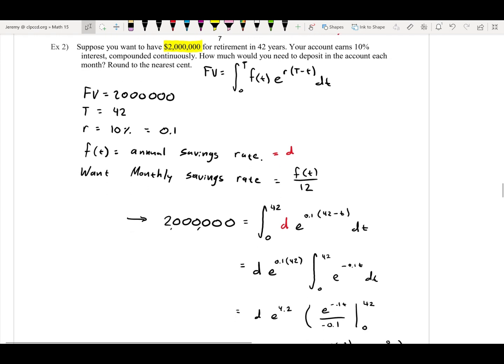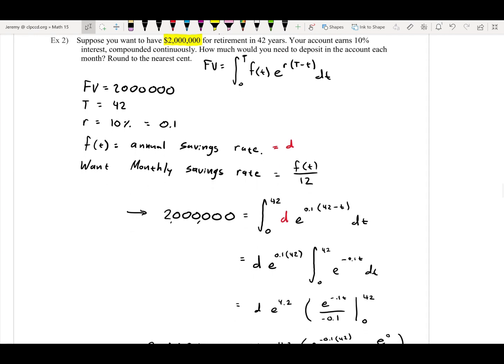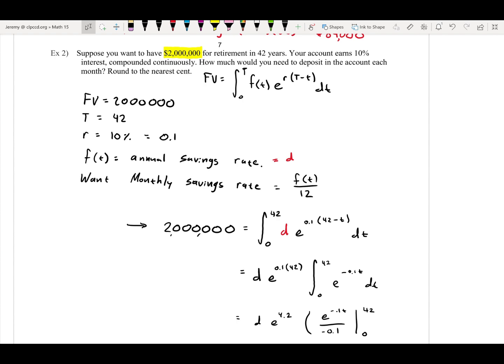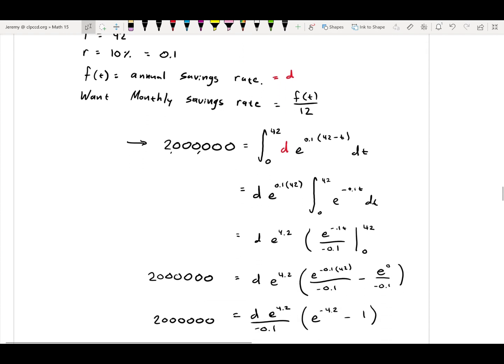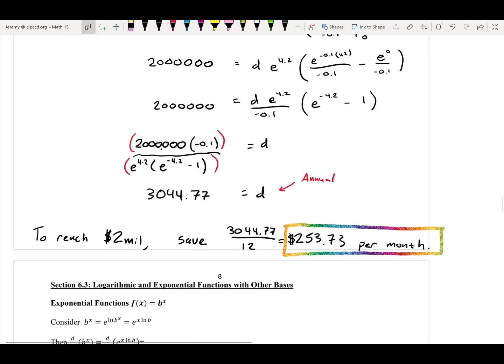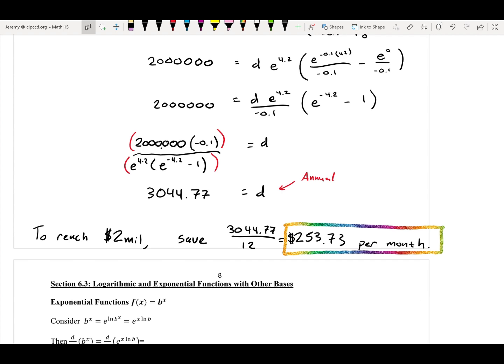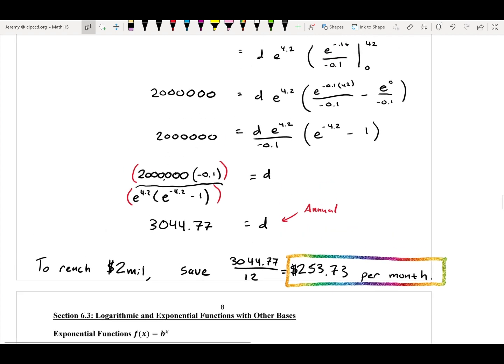Okay, well, that's all that I wanted to talk about for this section. Applying this integral, finding future value. That is it for this. Next up, we're going to look at some logarithmic and exponential functions with other bases. That's 6.3. I'll see you there.